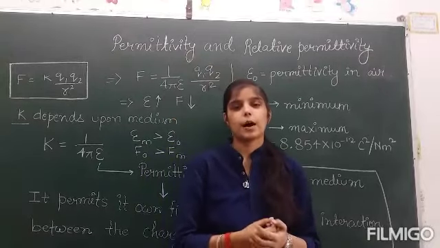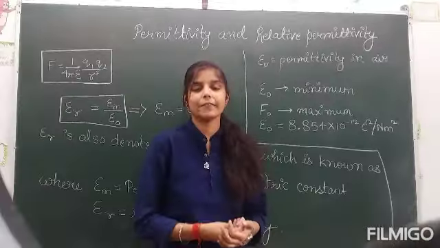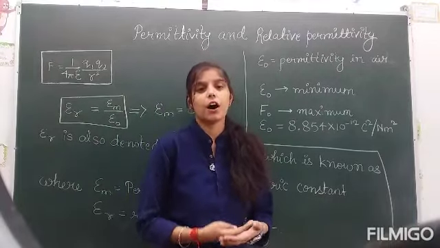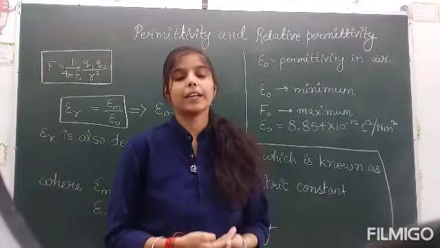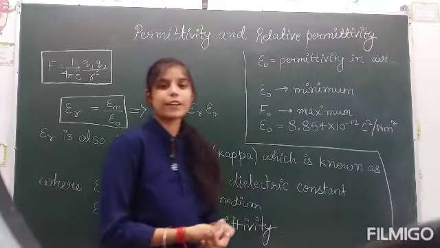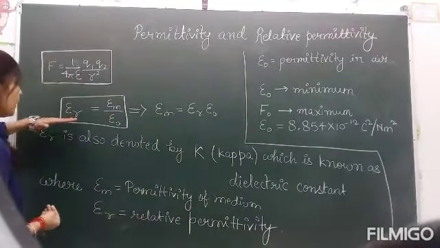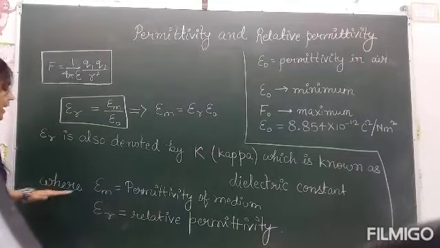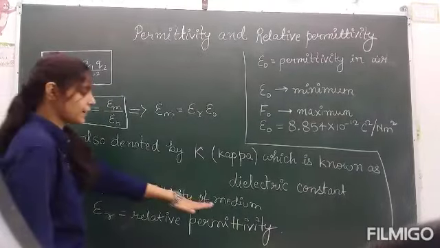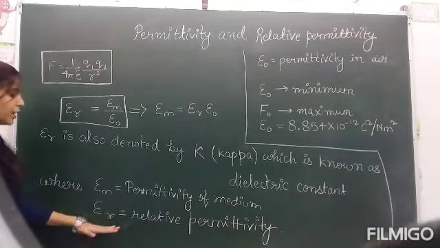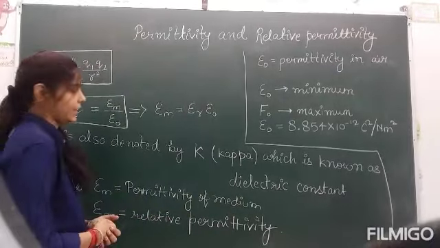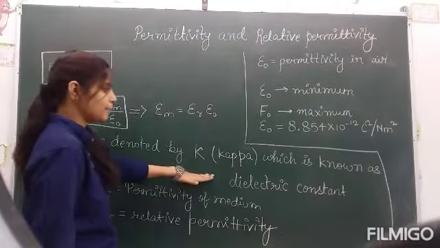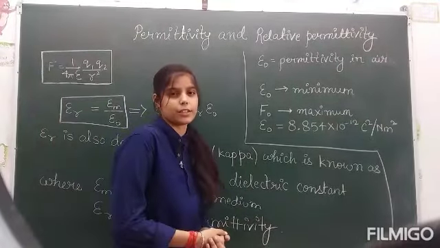Now we will discuss relative permittivity. It can be defined as the ratio of the permittivity of the medium to the permittivity in air. So we can write epsilon r is equal to epsilon m by epsilon naught, where epsilon m is the permittivity of the medium and epsilon r is the relative permittivity. We can also denote the relative permittivity by kappa, which is known as the dielectric constant.